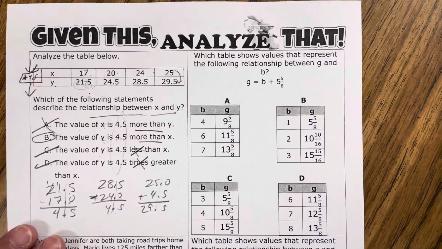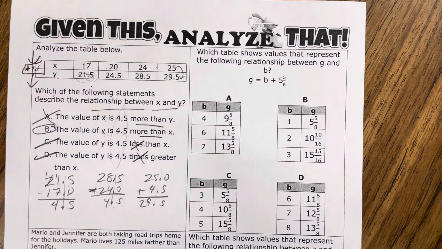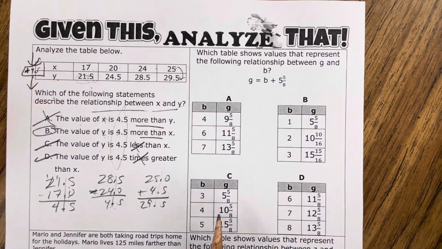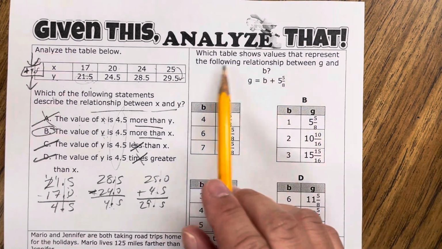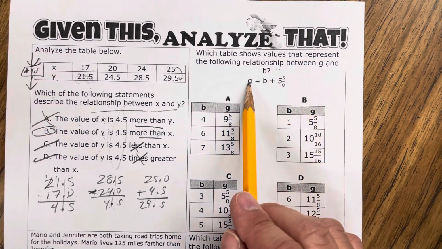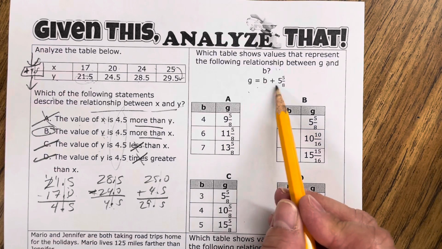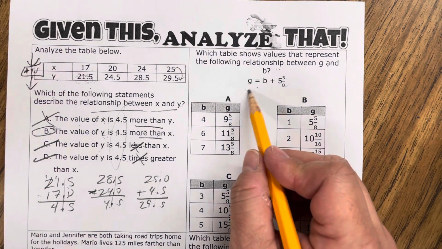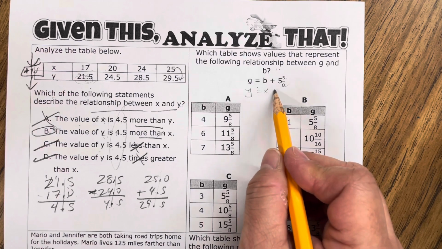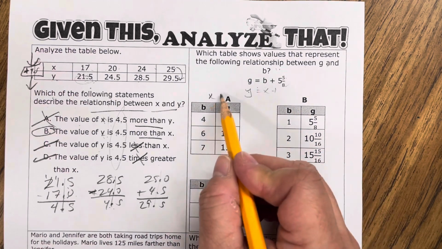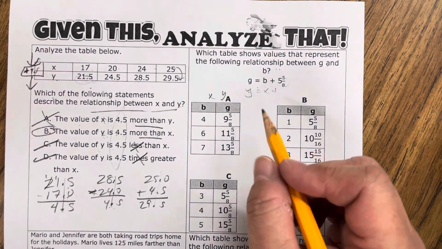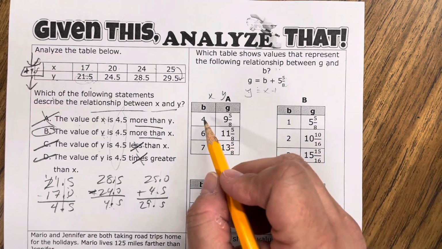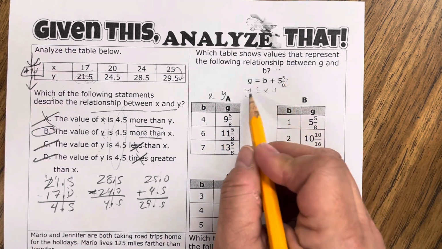Okay, try the next one on your own. Remember, you can have me read it and then you can go back through on your own. So here we have which table shows the values that represent the following relationship between G and B. So you have G is equal to B plus 5 and 5/8. So again, these look kind of weird, but remember, this is your Y and this is your X, and we're adding to it. So here's like the X and here's the Y. And so if I take this X and I add 5 and 5/8, I'll get this Y value.